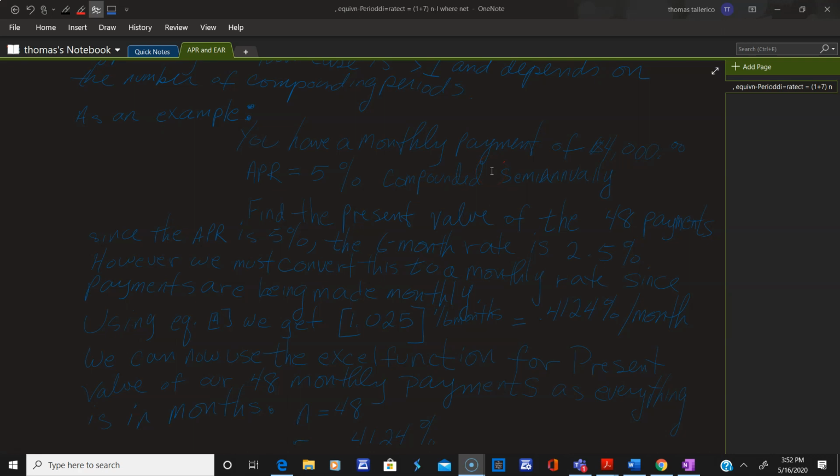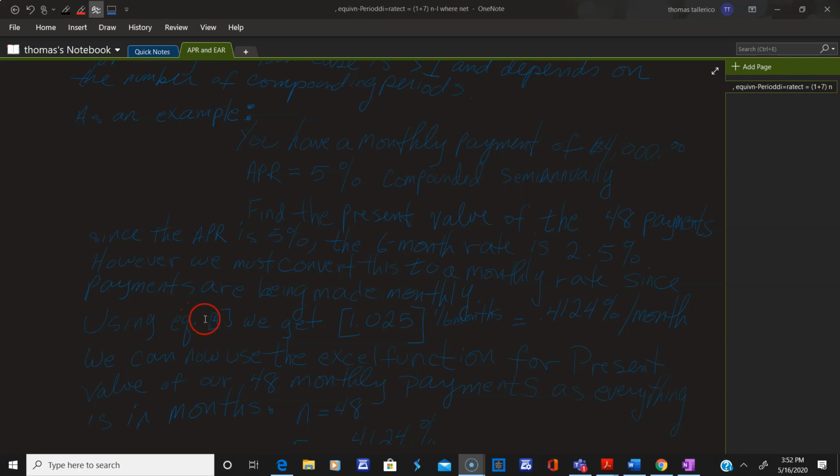And what you're looking to find out is the present value of all the 48 payments you're going to make over time. I kind of didn't say 48 payments here, but there's 48 payments of $4,000 a month at 5%. So the APR is 5% compounded semi-annually. So now the 6-month rate, divide that by 2 six-month periods, is 2.5%. However, we must convert this now to a monthly rate since payments are being made monthly.